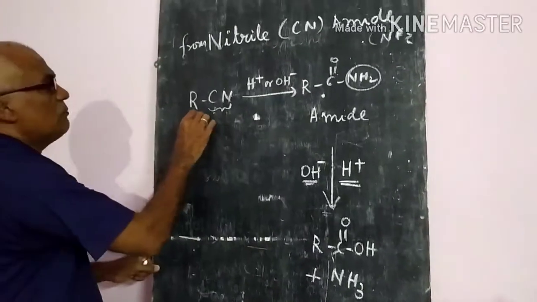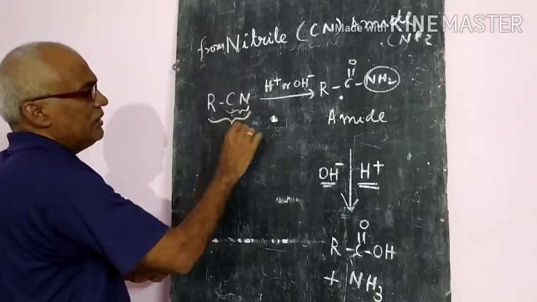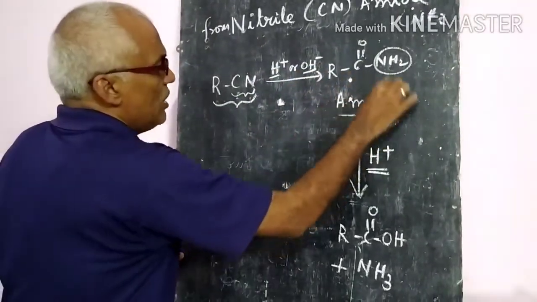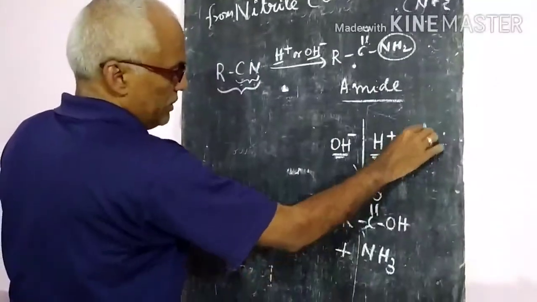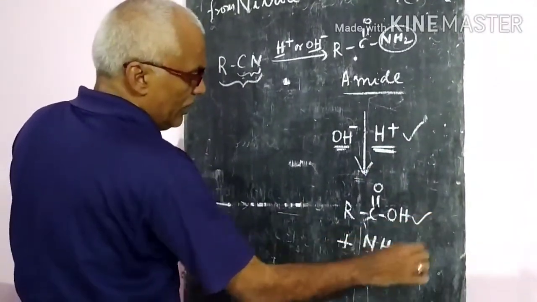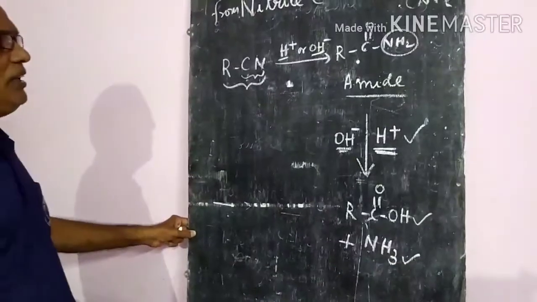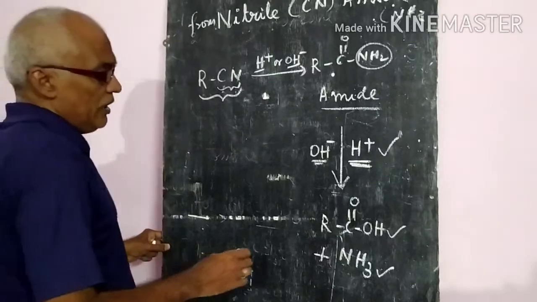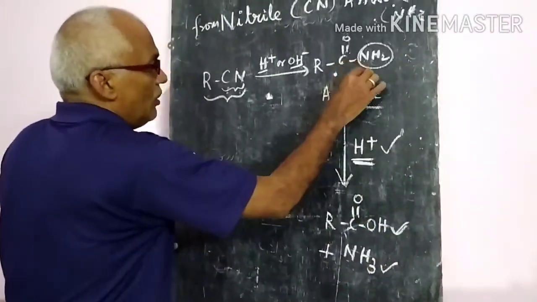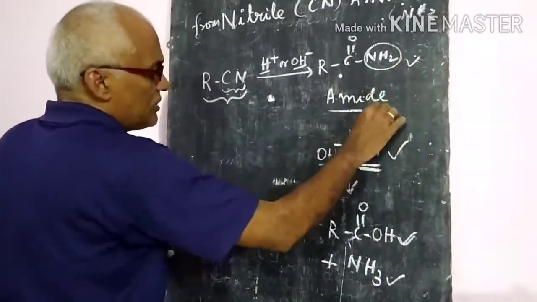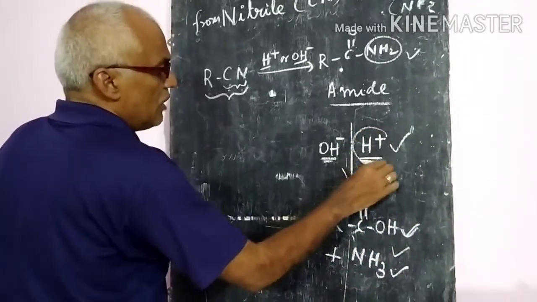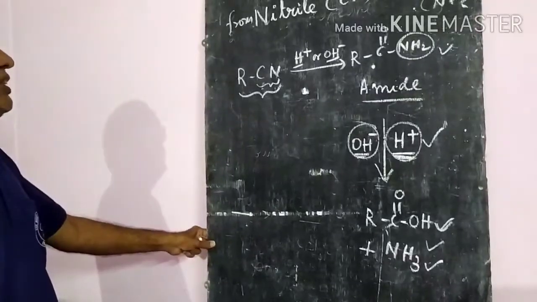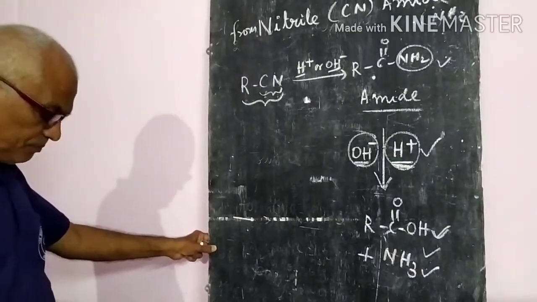So this is the important one: nitriles in an acidic or alkaline medium are converted into amides. Further hydration or acidification converts them into the acid, and ammonia will be released. So this is also very, very important. We can control the formation of NH2 amides by means of an acidic medium or an alkali or basic medium. So this is the most important.